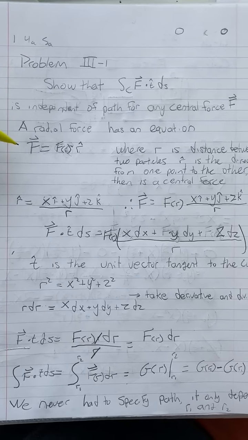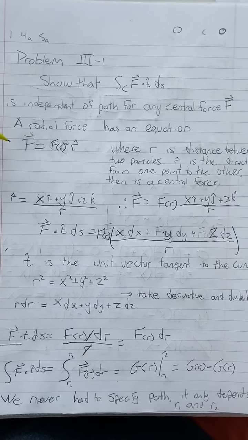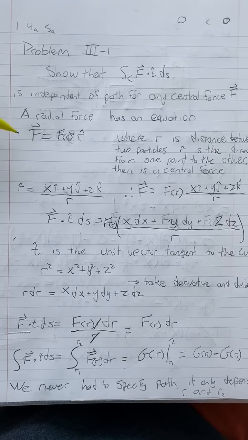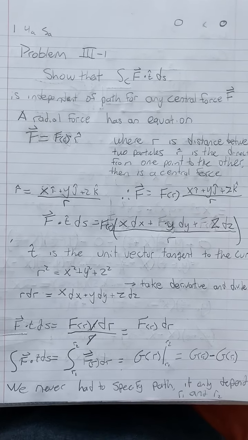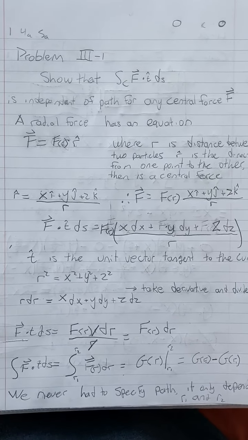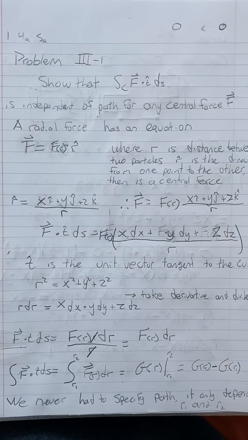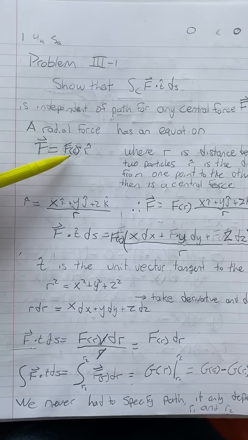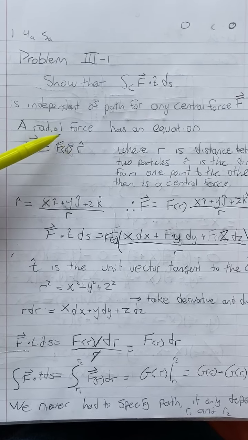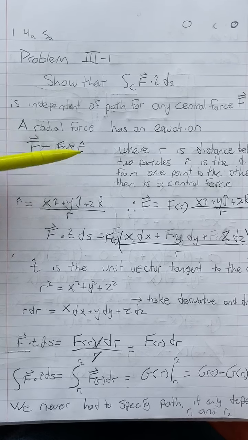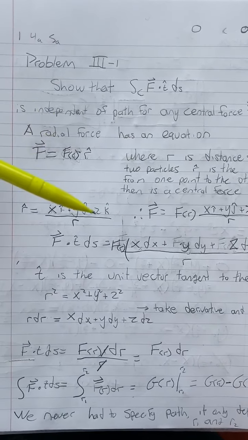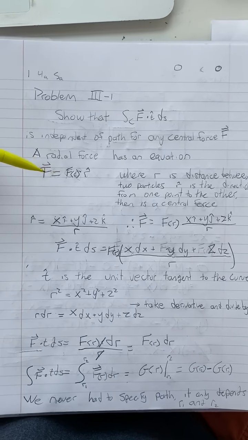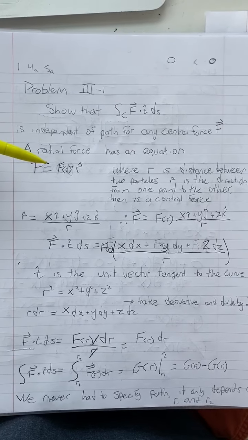A radial force, by definition, they mention it in the textbook, is a force that depends on the distance between the two particles, and it always acts on the line in between the two particles. So we have the force, which is a function of the distance, right? So that's the F(r). And then we have r hat, which gives it the direction along the line connecting the two particles. So that's what the force is. And then from there, you just follow the steps in the textbook, and it's pretty straightforward.